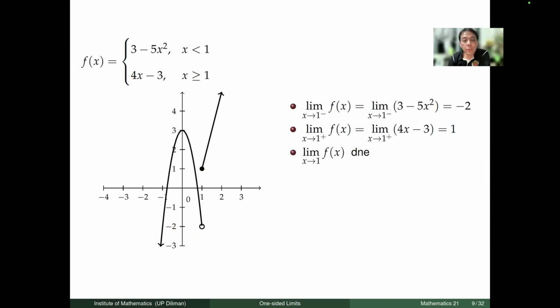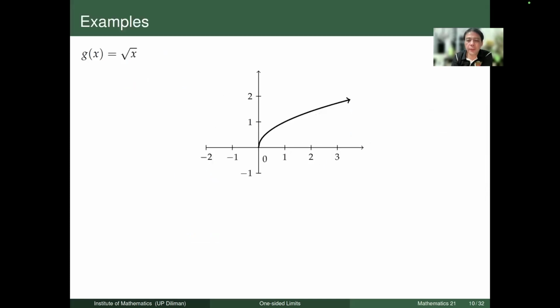So since these limits are not equal, then we conclude the limit does not exist. Although from the left, the limit is negative 2. From the right, the limit is 1. But the limit as x approaches 1 does not exist.